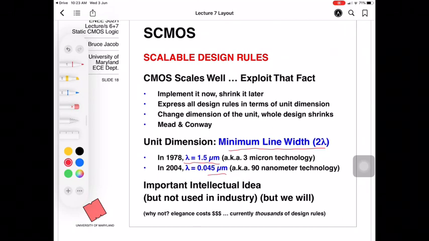So what am I talking about when I say line width? It is in the transistor. For example, your transistor is diffusion and the polysilicon in the middle. So the minimum line width is this size, which is 2 lambda.